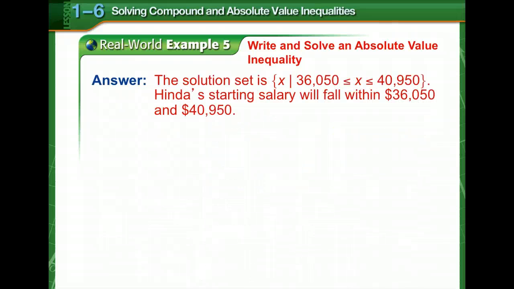So the solution set is x such that $36,050 is less than or equal to x is less than or equal to $40,950. So Hinda's starting salary will fall between $36,050 and $40,950.